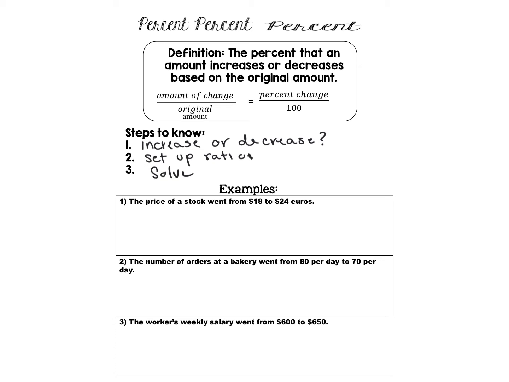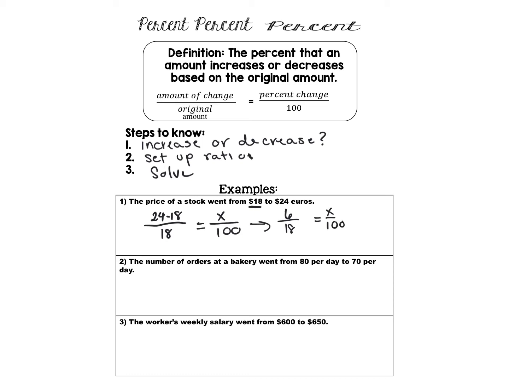So let's do the first example. The price of a stock went from 18 to 24. So we say the change is 24 minus 18. We put that all over the original amount, which was 18, because it went from 18 to 24. And then the percent change is what we're trying to find, and we're going to put that over 100. So now our new problem is 24 minus 18 leaves us with 6 over 18 equals x over 100.